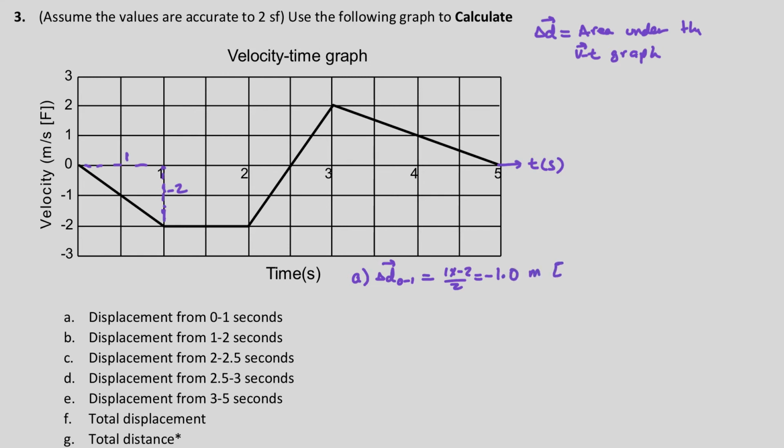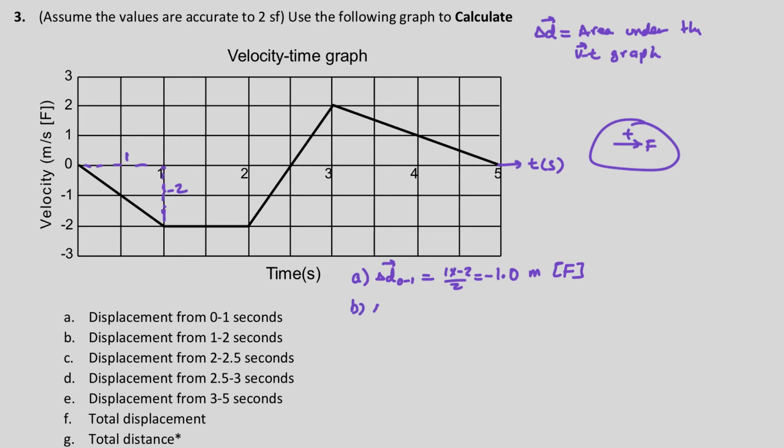And I got F here. F means forward, and B would be the opposite, which is backwards. So I'm going to take forward to be my positive sign convention, and this is going to be forward.